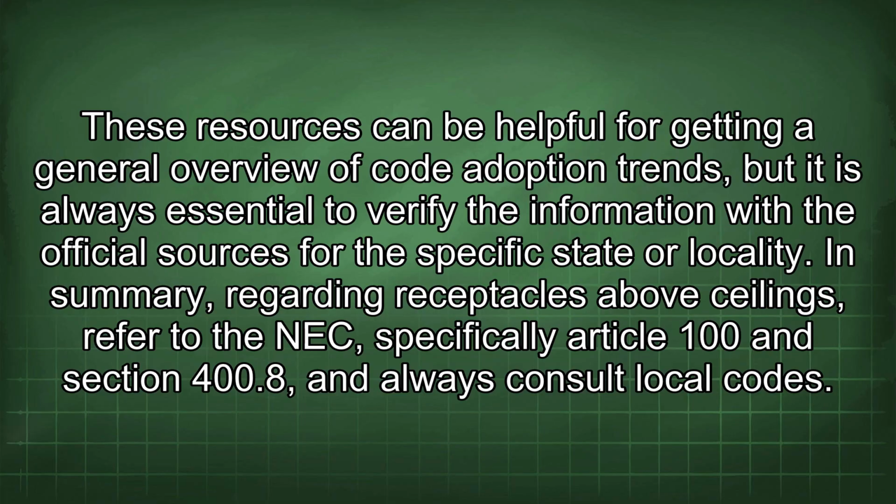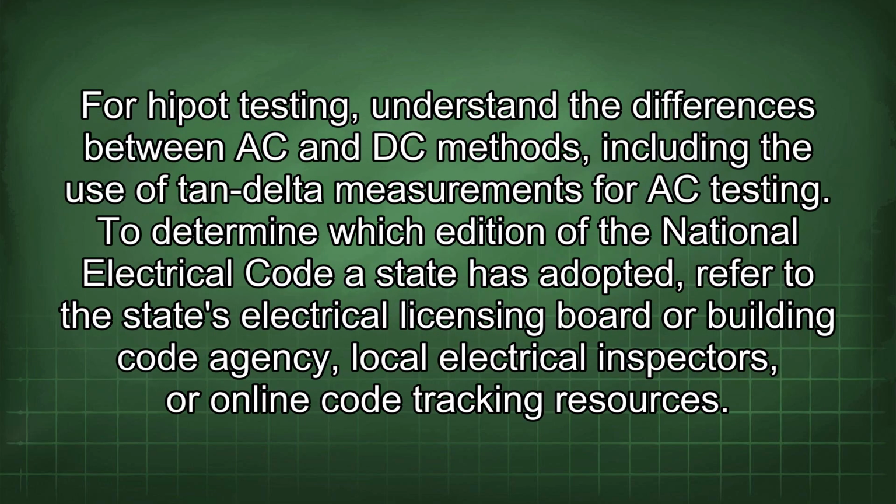In summary, regarding receptacles above ceilings, refer to the NEC, specifically Article 100 and Section 400.8, and always consult local codes. For Hipot testing, understand the differences between AC and DC methods, including the use of tan delta measurements for AC testing. To determine which edition of the National Electrical Code a state has adopted, refer to the state's Electrical Licensing Board or Building Code Agency, local electrical inspectors, or online code tracking resources.